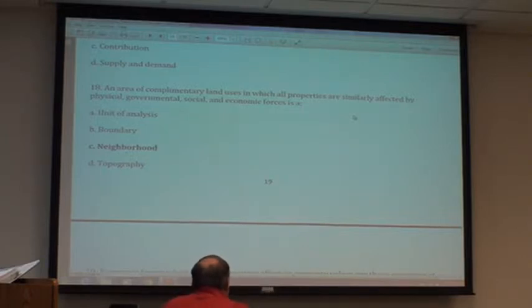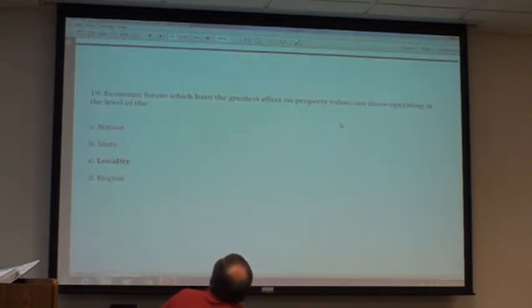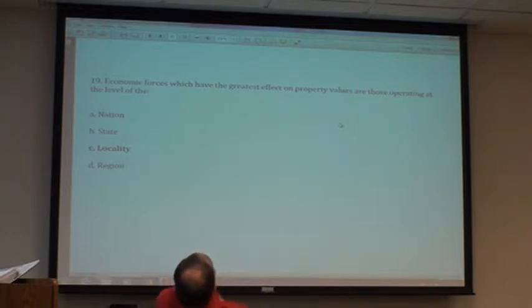Number 19, economic forces which have the greatest effect on property values are those operating at the level of what? Locality, local conditions.